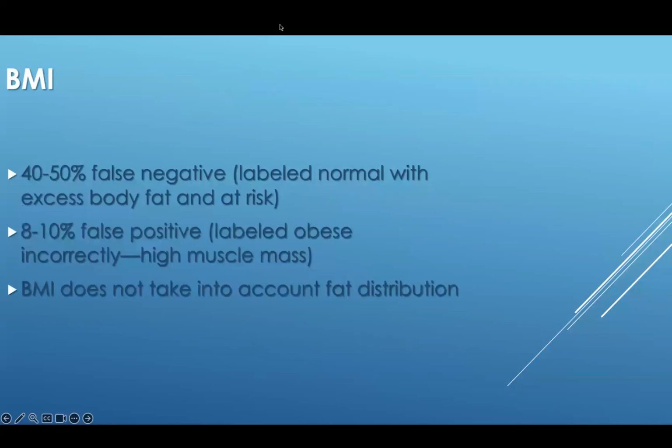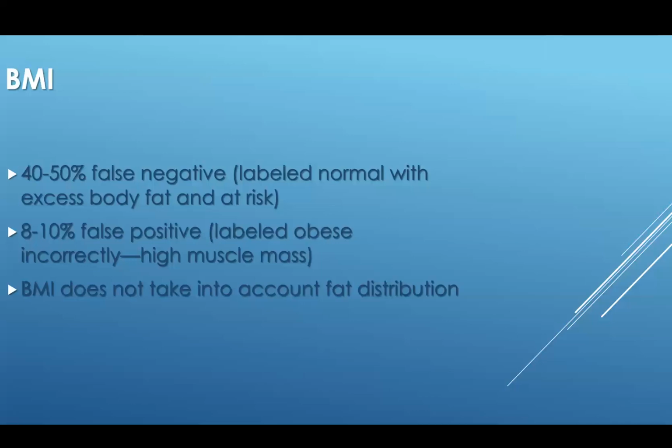This is interesting, and I really hadn't realized this until I was reading some updated literature and studies of the utilization of BMI, and that is that 40 to 50% false negative rate with use of BMI labeling patients as obese. So 40 to 50% of patients are found to be normal with BMI that have excess body fat and are at risk of increased morbidity and mortality associated with that increased adiposity. On the other hand, there's an 8 to 10% false positive rate of diagnosis with BMI. So the patient's labeled as obese, but they have a much higher muscle mass and truly are not obese.